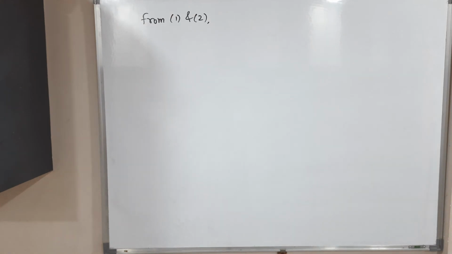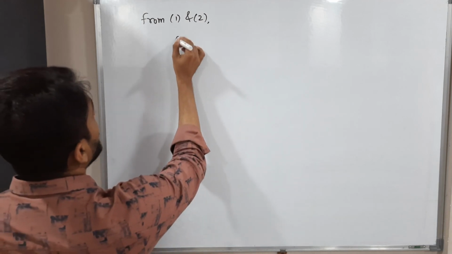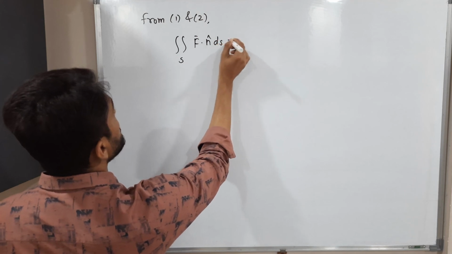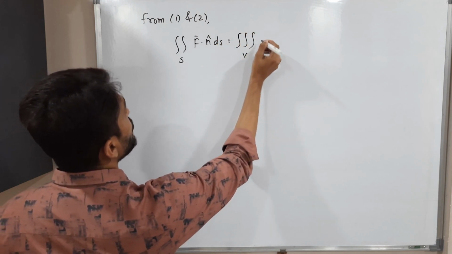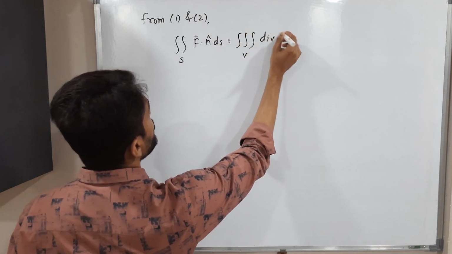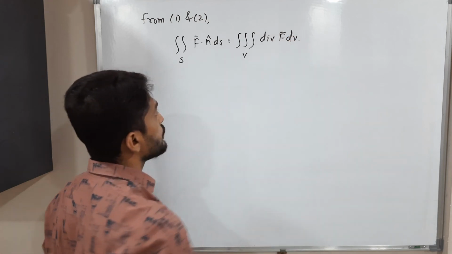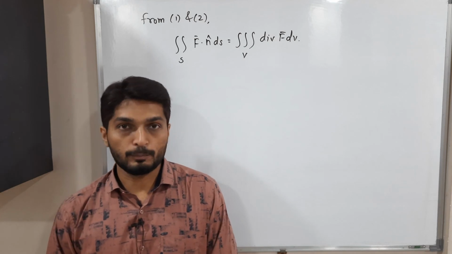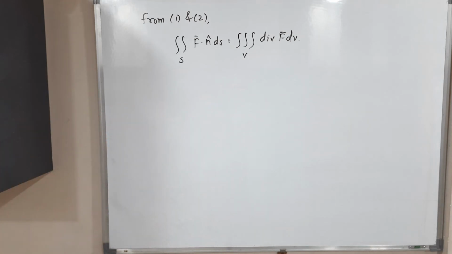So from 1 and 2, we will have the double integration over S of f bar dot n cap dS is the same as the triple integration over V of divergence of f bar dV. So in this way we proved the Gauss divergence theorem for a cubical region. Make a screenshot of it, then we will stop.